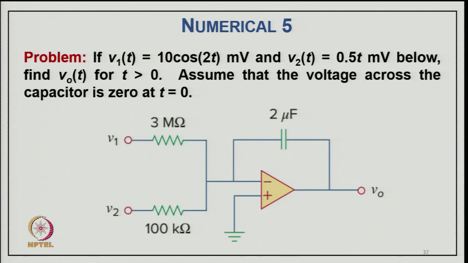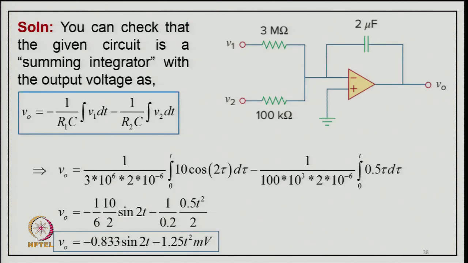Now, coming to numerical problem 5, if V1 equal to 10 cos 2t millivolt and V2 equal to 0.5t millivolt. Here find the V0(t) for t greater than 0, assume that the voltage across the capacitor is 0 at t equal to 0. So, we have here the adding of the two quantities and then we are integrating it. So, we have V1 at 3 mega ohm and V2 at 100 kilo ohm with a capacitor feedback of 2 microfarad to find the output.